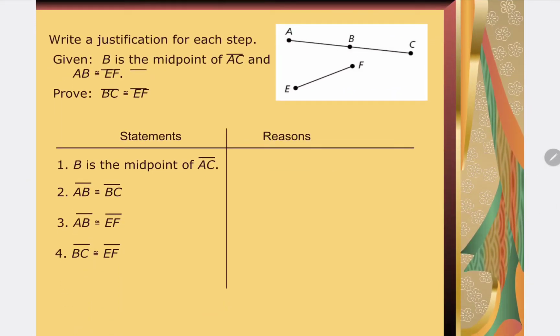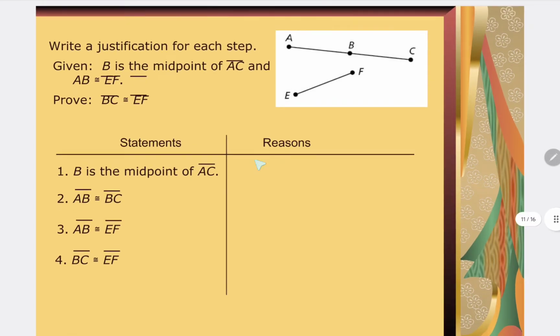Now here, we are starting with, we're going to prove, given that B is the midpoint of AC and that AB is congruent to EF, we are going to prove that BC is congruent to EF. So B is the midpoint of AC is a given statement. So I'm going to start with what's given. I'm going to say that's given. AB is congruent to BC. Well, that's definitely true because that is the definition of midpoint.